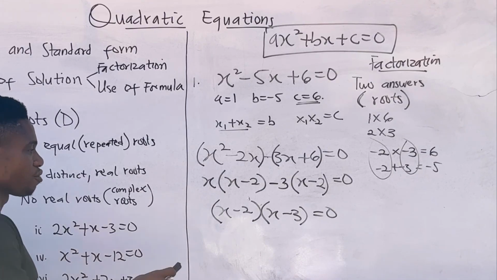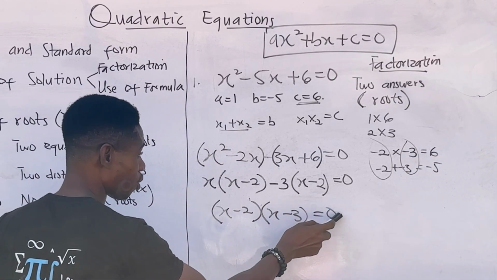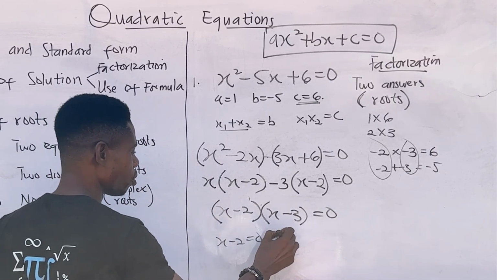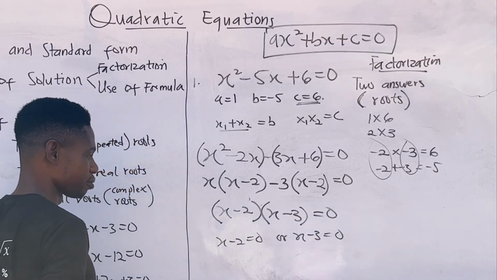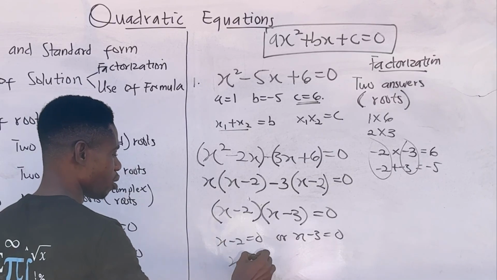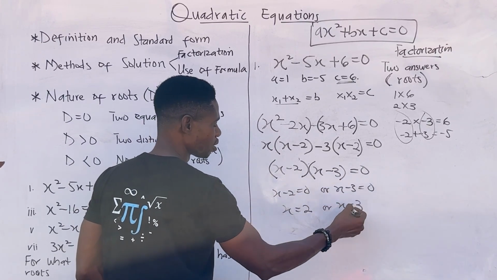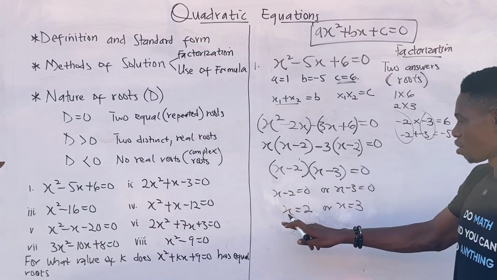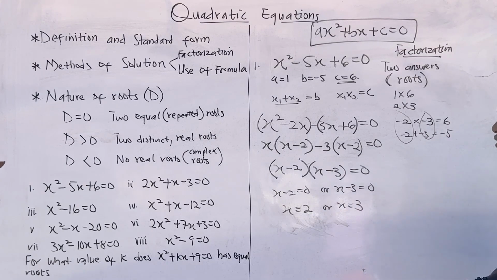Okay, so now if you have a product equal to 0, it's either the first is 0 or the second is 0. So in this case, we have x minus 2 equals 0 or x minus 3 equals 0. So from here, x equals minus 2 becomes plus 2, or x equals minus 3 on the other side becomes 3. So the solution to this quadratic equation is x equal to 2 or x equal to 3.